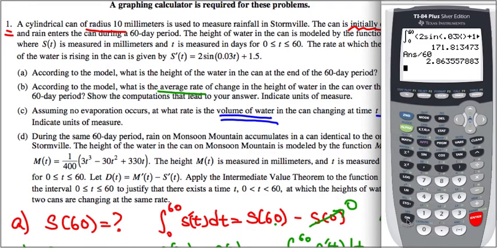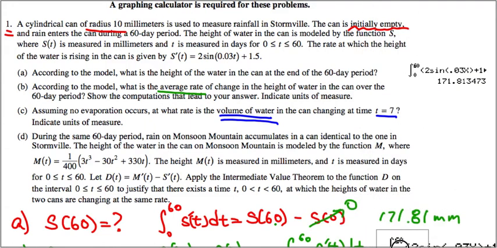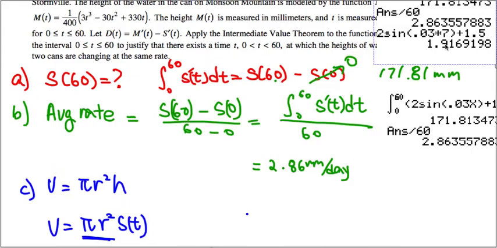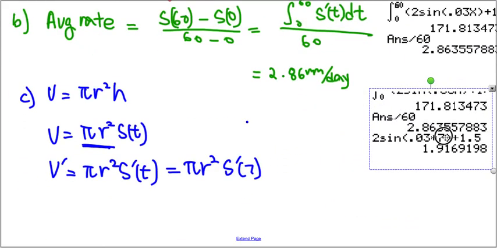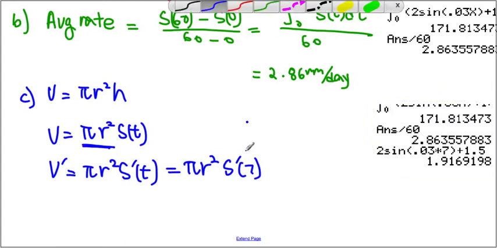So our calculation is simply 2 sine 0.03 times 7 plus 1.5. Once we calculate, we get 1.916. So using that idea, we can write it as 1 point.